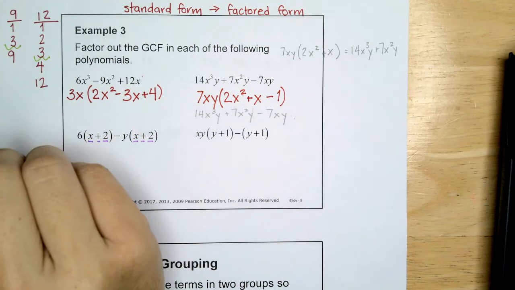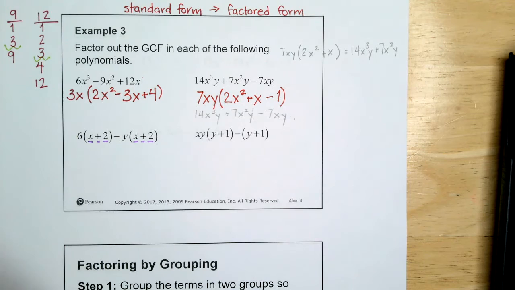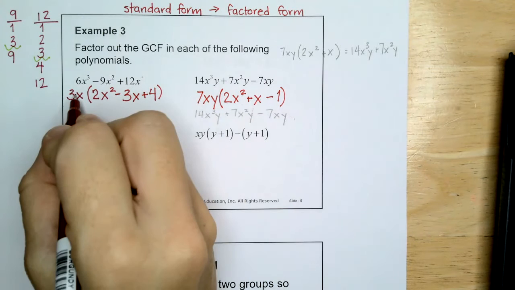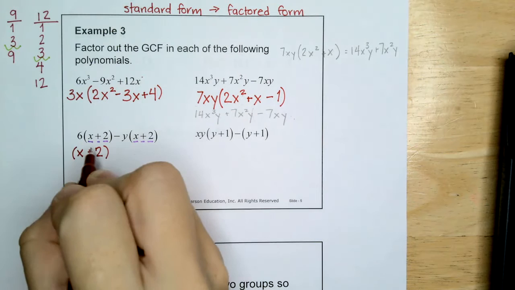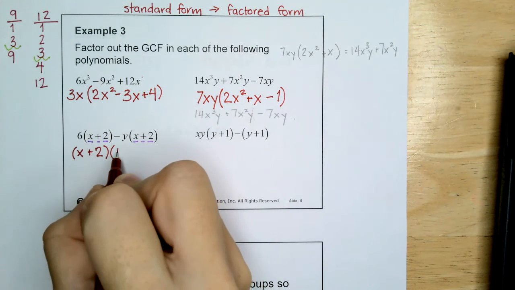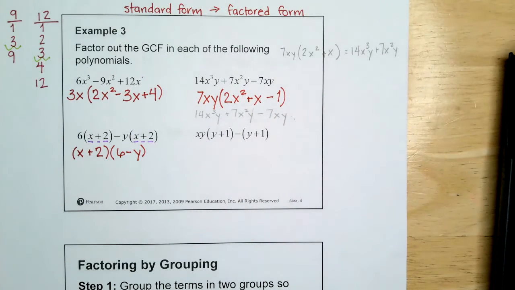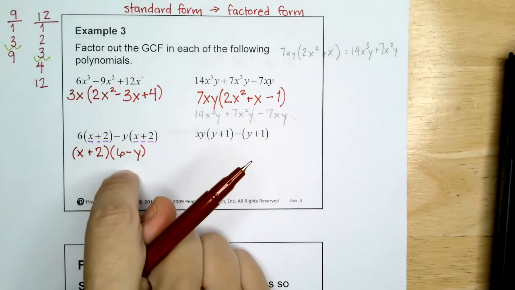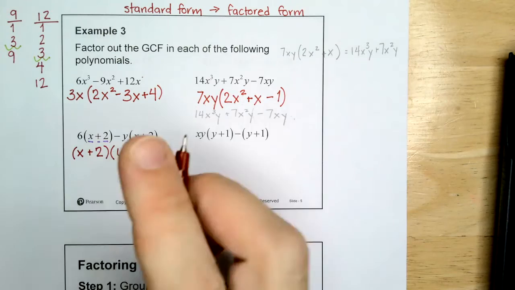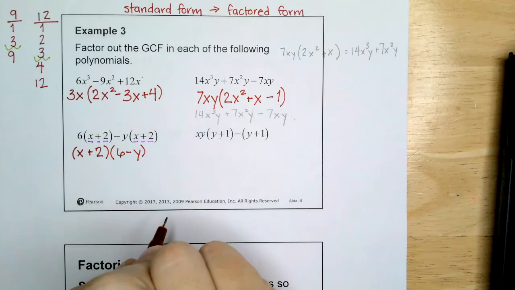So we're doing the distributive property in reverse, okay? So I'm going to take out the x plus 2, just like I took out the 3x. And then what I have left is the 6 minus y. And I'm done. Okay, this is one term. This is now one term. All right, same over here. We have y plus 1, y plus 1, one term and one term.